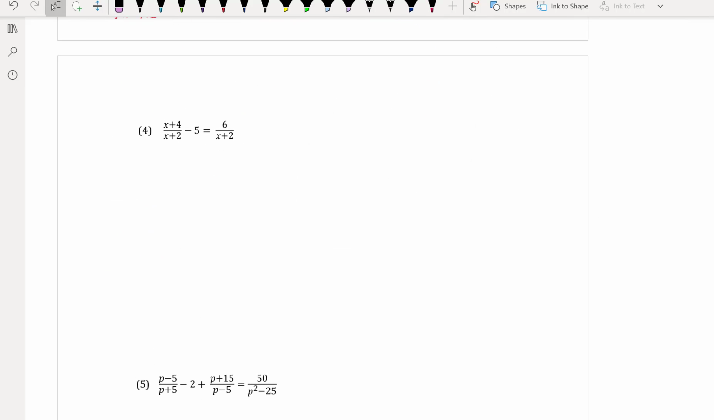So for problem number 4, it's the same process. I'm still looking for the LCD. So my LCD here is going to be the x plus 2. And here I have a denominator of 1. So the first fraction, x plus 4 over my x plus 2, the denominators are good, leave it alone. I have 5 over 1, so what's missing is that x plus 2, so that numerator also gets the x plus 2. And this is all equal to 6 over x plus 2.